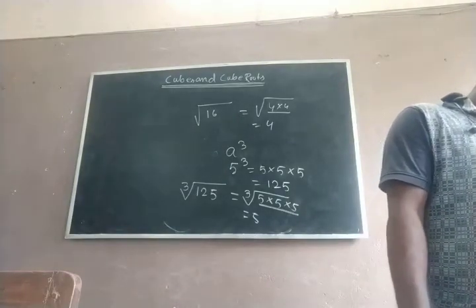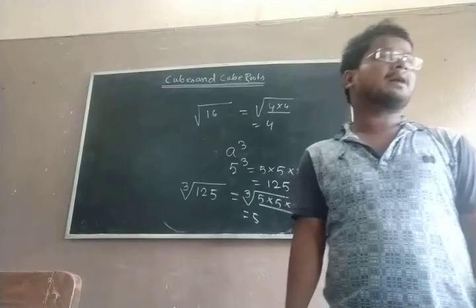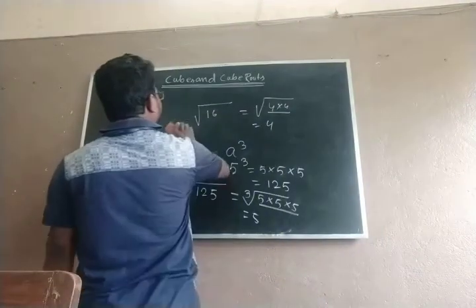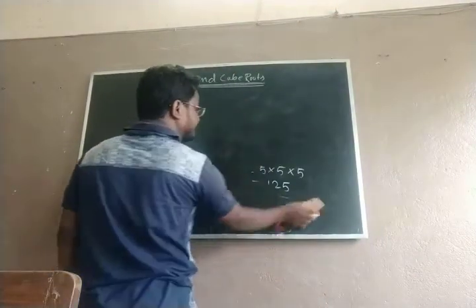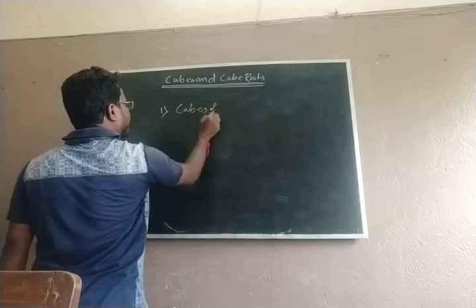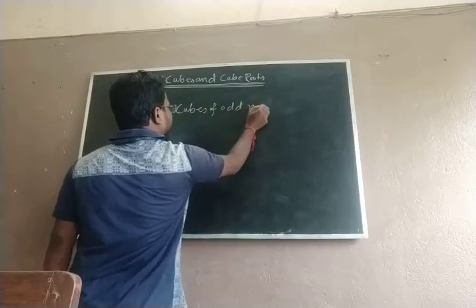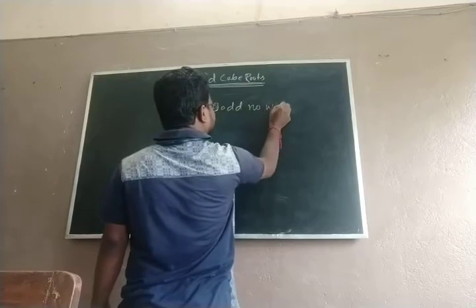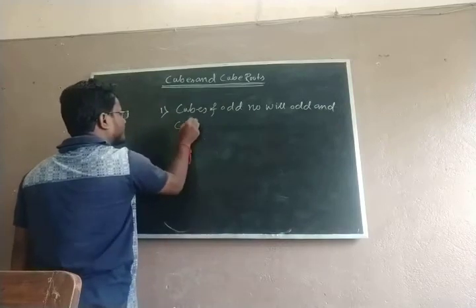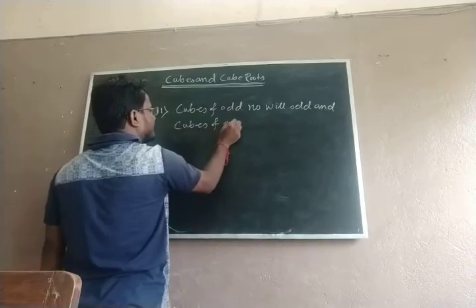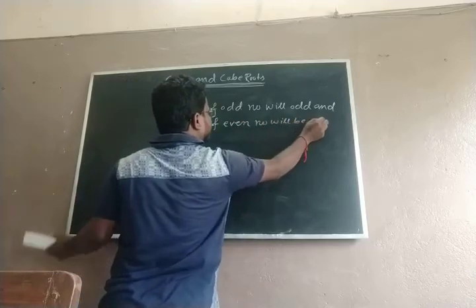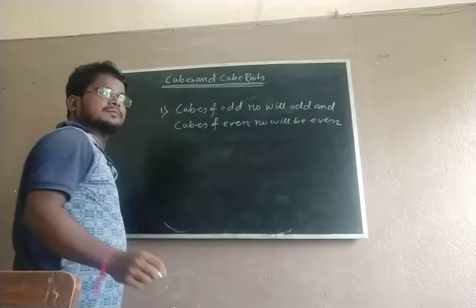The property number 1. First property: the cube of an odd number will be odd, and the cube of an even number will be even. Cube of an odd number will be odd, and cubes of even numbers will be even. Understood?